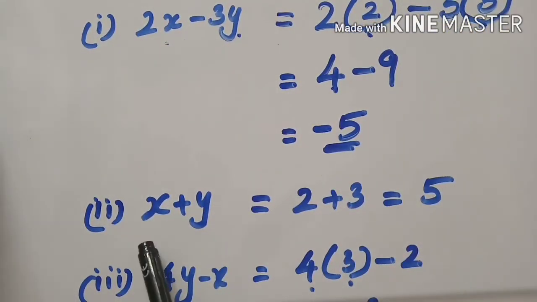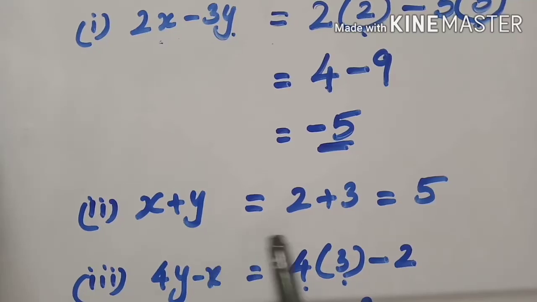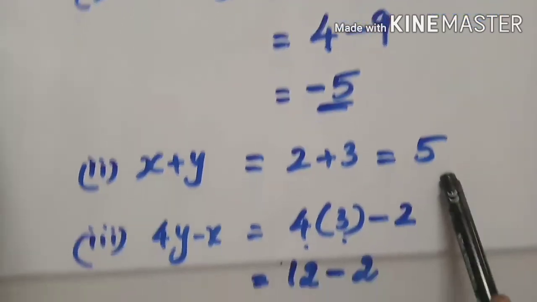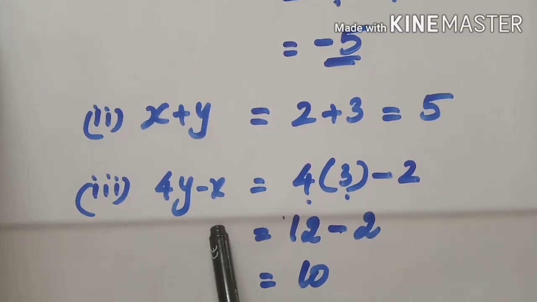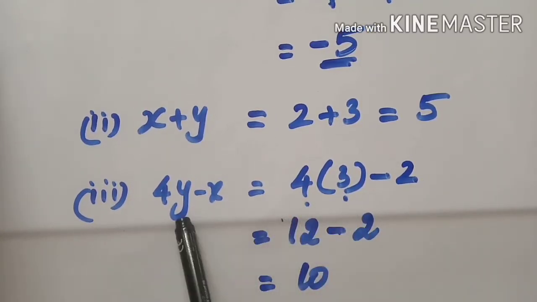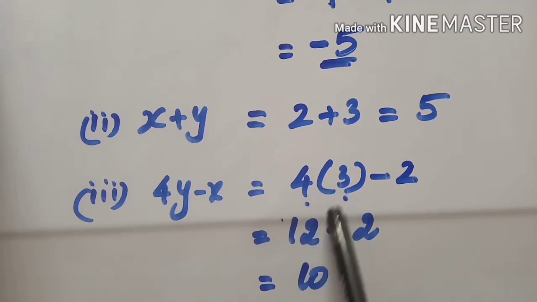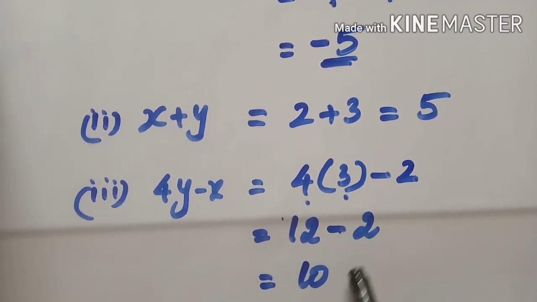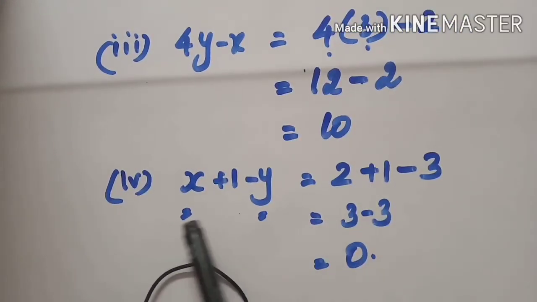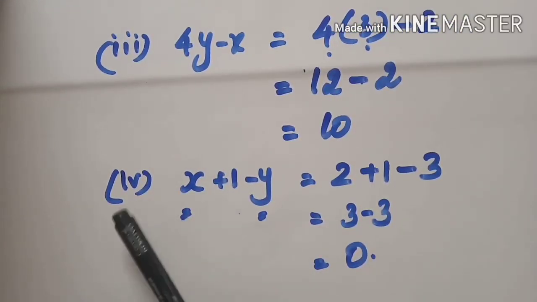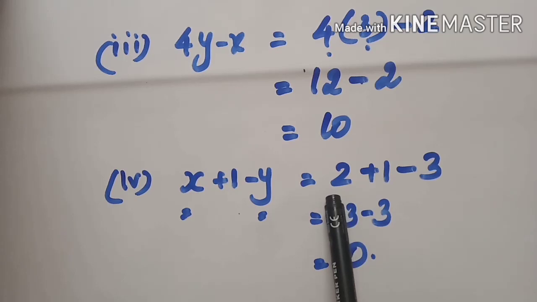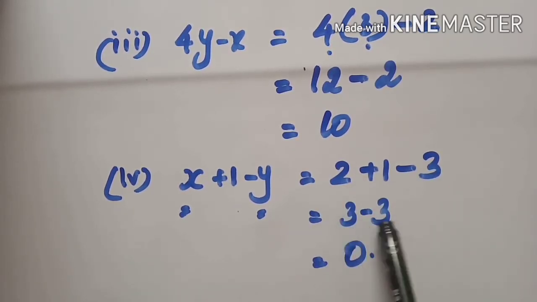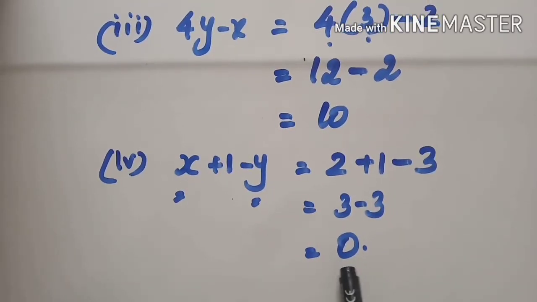I'll go with the second sum. x plus y. The value of x is 2, the value of y is 3. So 2 plus 3 is 5. Next sum, 4y minus x. 4 into the value of y, 3, 4 3s are 12, minus the value of x, 2. So 12 minus 2 is 10. The last sum, x plus 1 minus y. The value of x, 2, plus 1 minus 3. 2 plus 1 is 3. 3 minus 3 is 0. Am I clear?